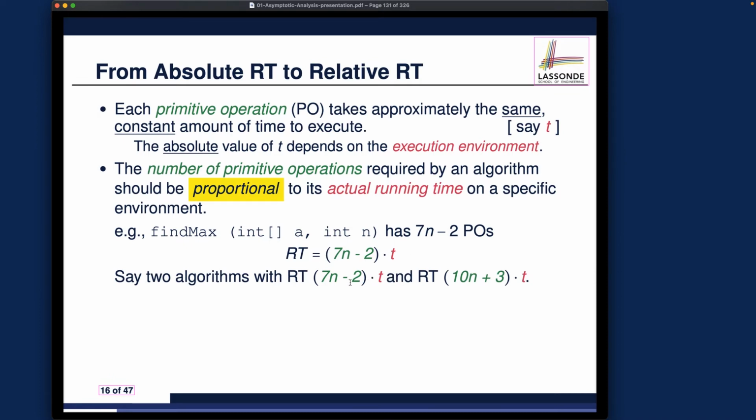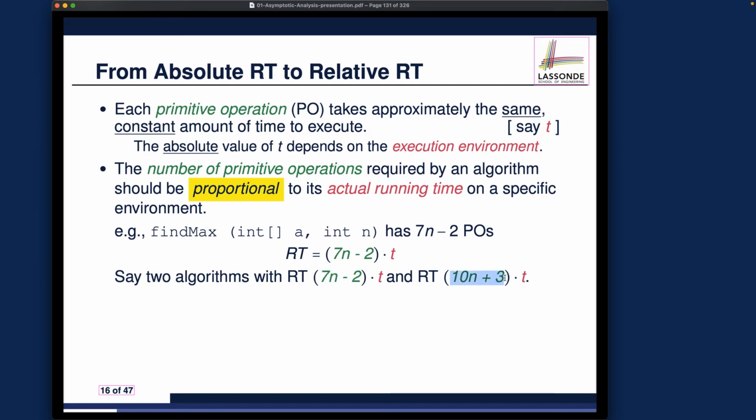Now, let's say we have two algorithms to consider. One takes 7n minus 2 primitive operations to execute. The other takes 10n plus 3 in the worst case. And let's say they are executed on the same platform. Would the exact value of t really matter? You can see that each is multiplied by t. So if you want to compare these two algorithms, you can easily drop this multiplicative constant. You can drop the t, and just compare 7n minus 2 versus 10n plus 3.